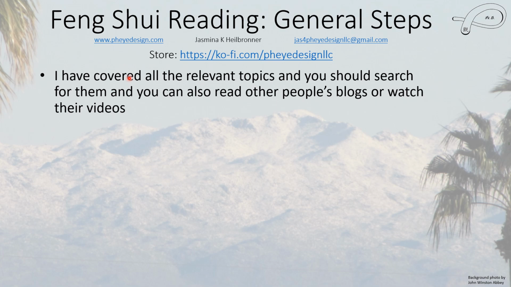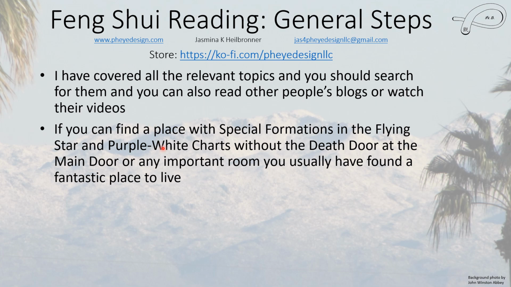Now, I have covered all the topics I've talked about here in separate videos. You can search for them on my channel, or you can read other people's blogs or watch their videos. You can gather information any way you want to get the details. Now, if you find a place with special formations in the flying star chart and in the purple-white chart without the death door at the main door or any important room, you have found a fantastic place to live. Even if you're only renting it, it's still going to be a fantastic place to live. You will make headway there.